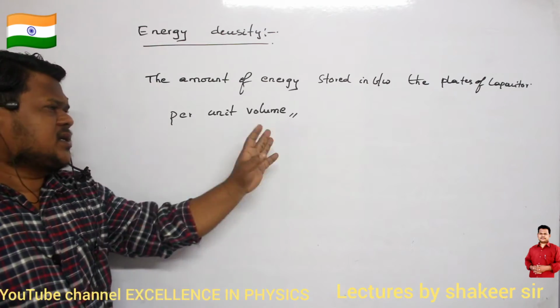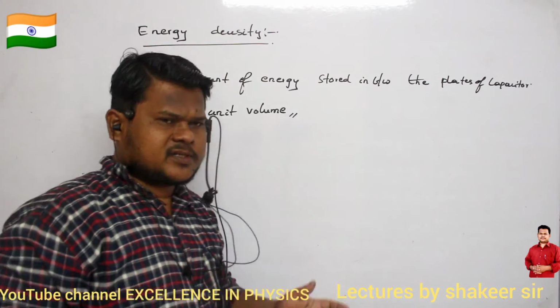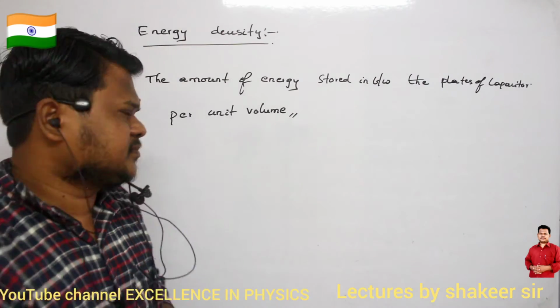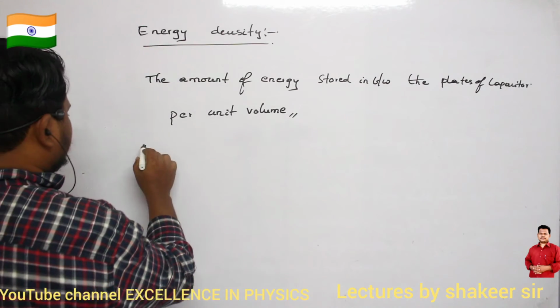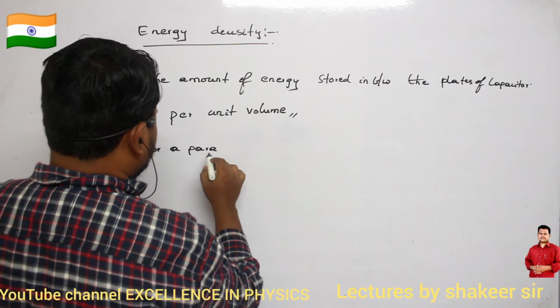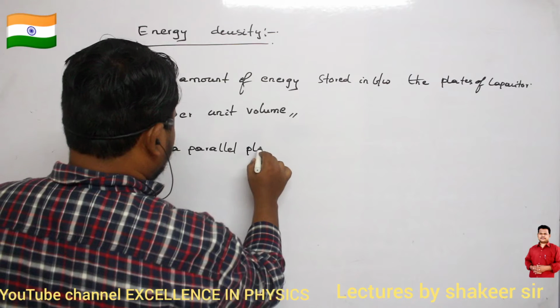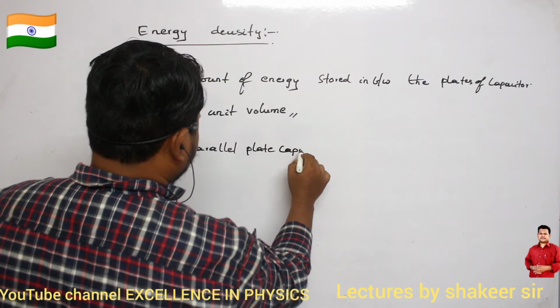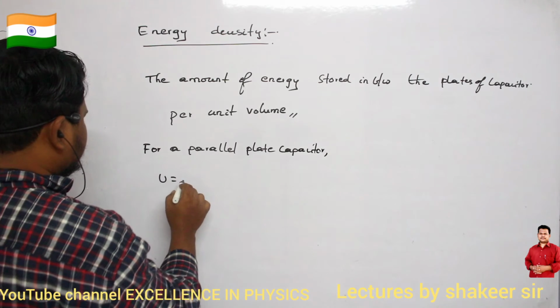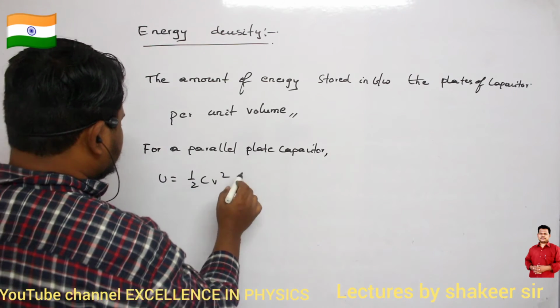Clear? So let us calculate this equation with the help of the equation of parallel plate capacitors, and the same equation will be applied for every capacitor. So let us calculate. For a flat parallel plate capacitor, the equation of energy stored is half CV square.